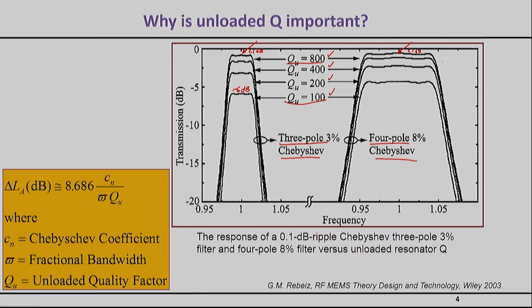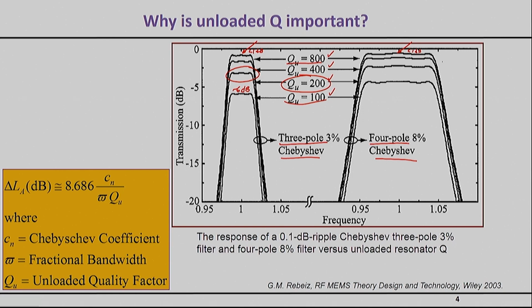So the first lesson from these curves is that there is a limit on how bad a resonator you can tolerate. If, for example, my insertion loss has to be at most 3 dB, then for the 3-pole Chebyshev filter, you can tolerate a resonator that has an unloaded Q of 200 and above. You can't get basically anything else.